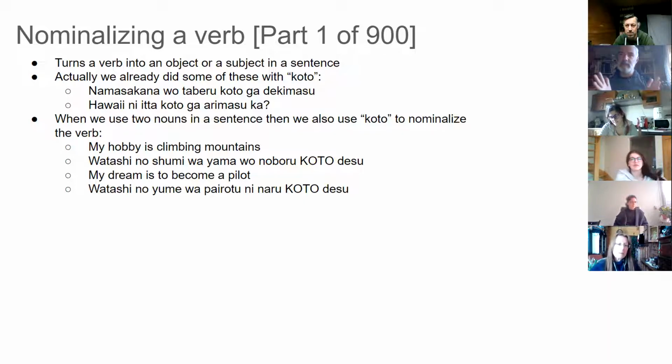The only thing that you have to really remember about this particular lesson is what nominalization means. And all nominalization means is turning a verb into a noun. Like, for example, activate and activity. So activate is the verb, activity is the noun.